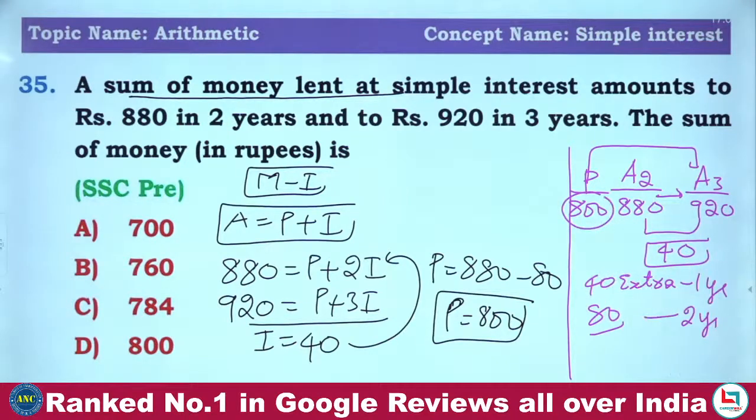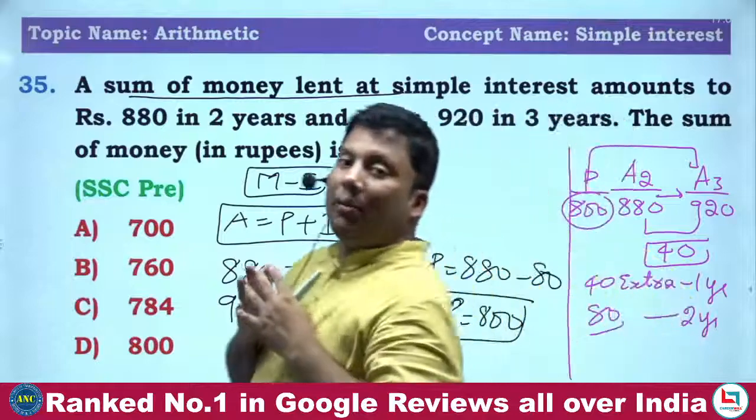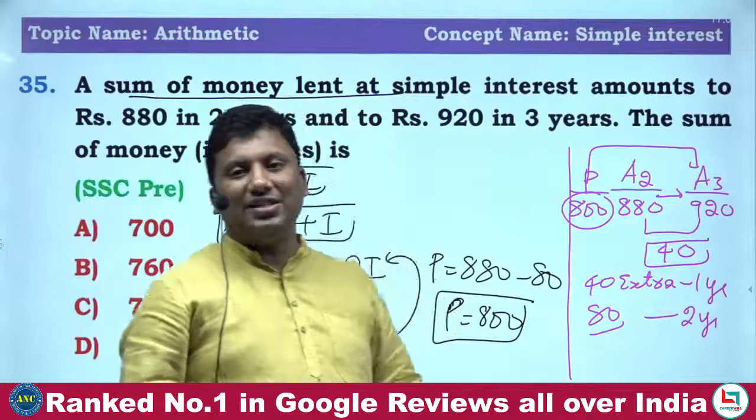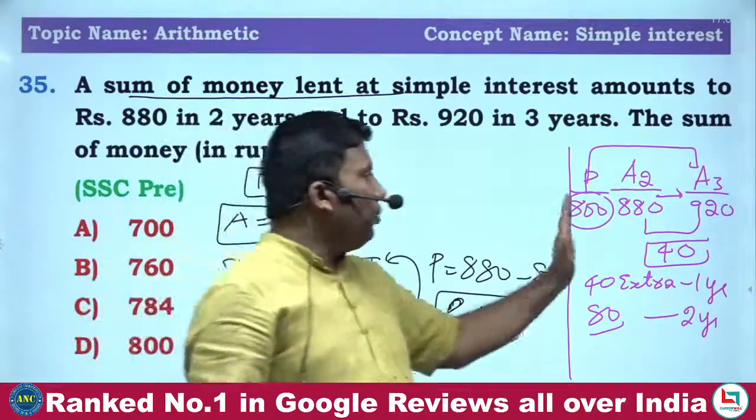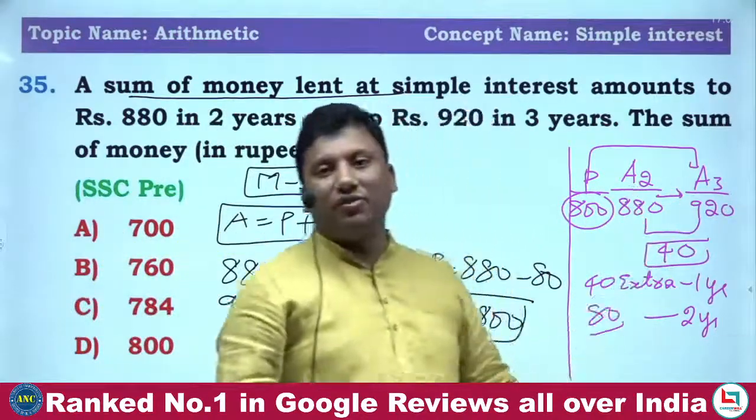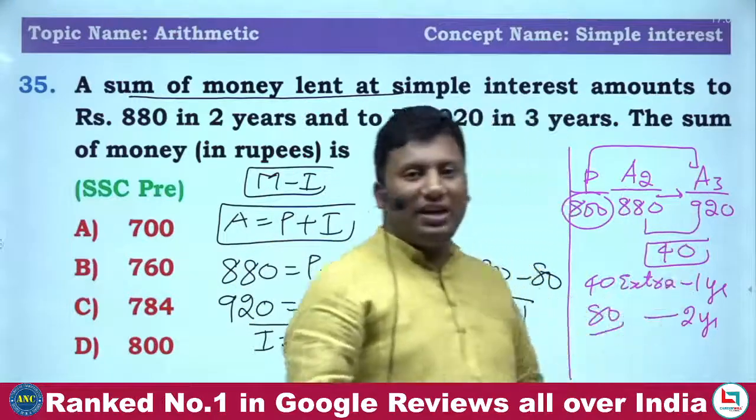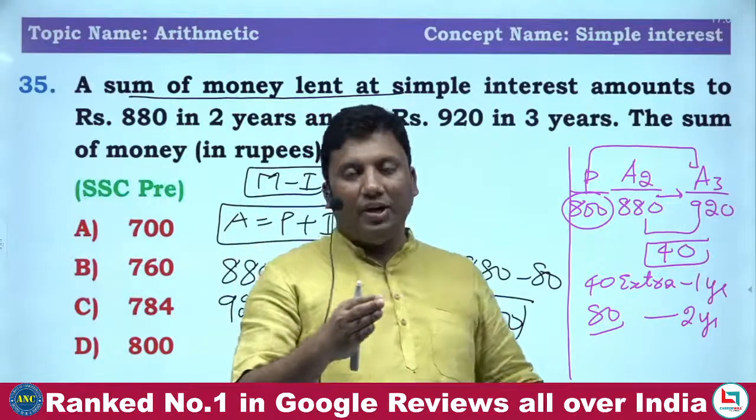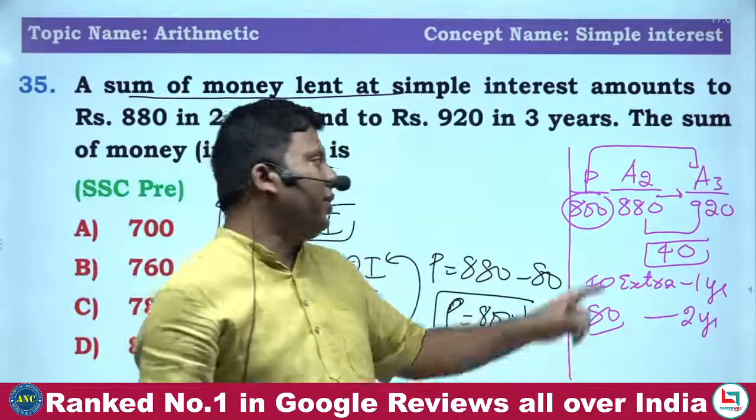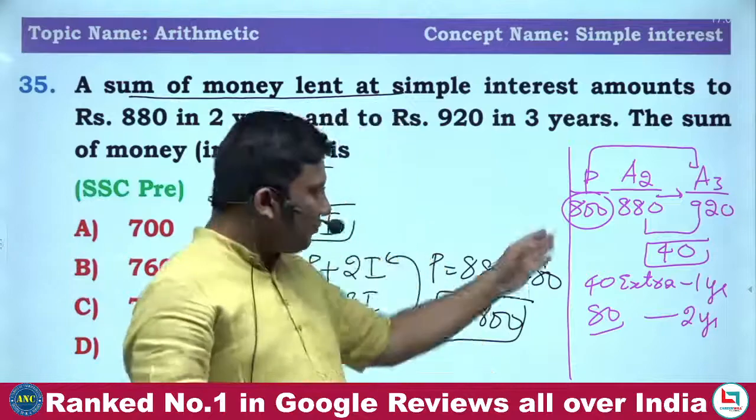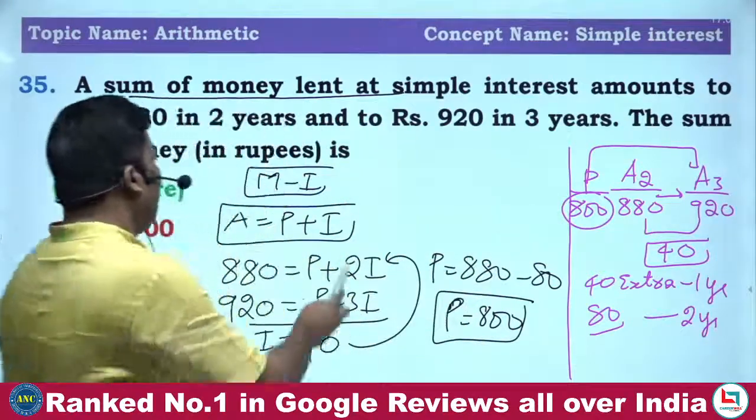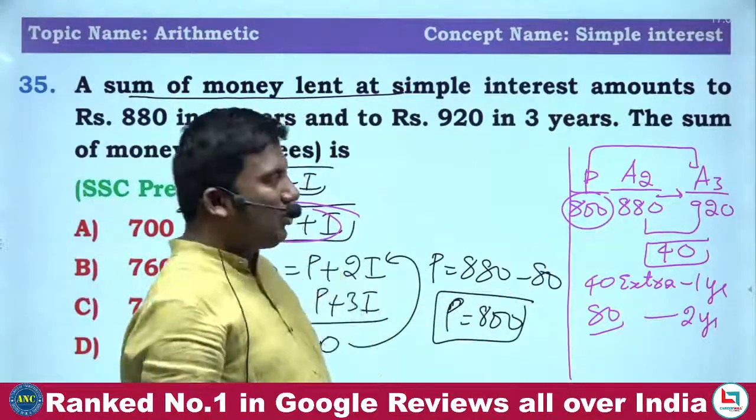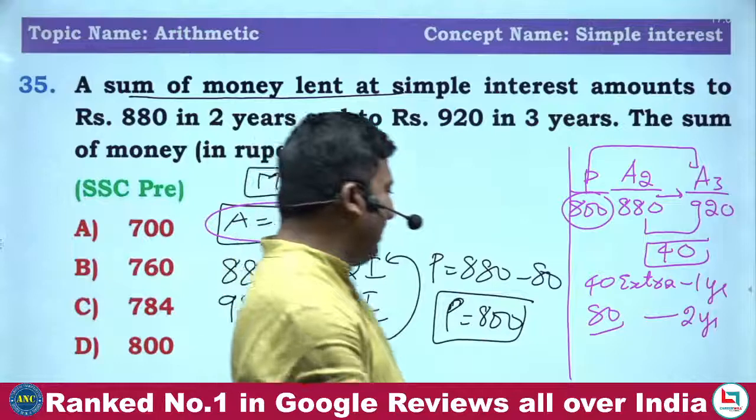Just by looking at the question itself, we will get the answer. Amount at the end of 2 years is 880. Amount at the end of 3 years is 920. In 1 year, it is 40 extra. In 2 years, how much extra? 80 extra. Something I took, plus extra 80 I gave. Finally, he took 880. How much will it be? 800. This is a mathematical way of solving and this is a logical way of solving the question. I hope the idea is clear.